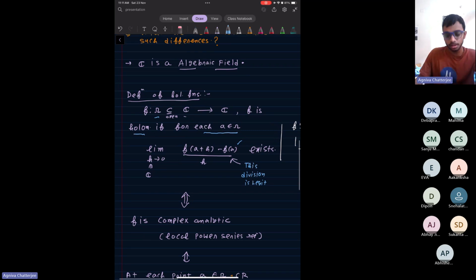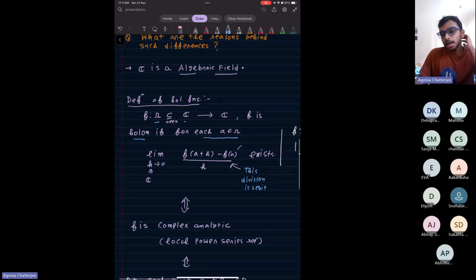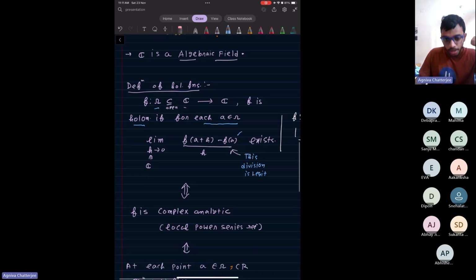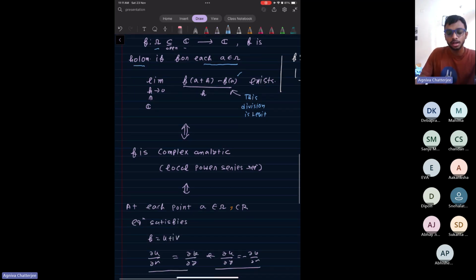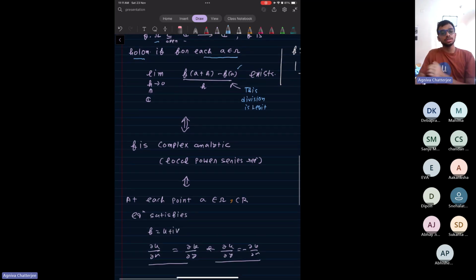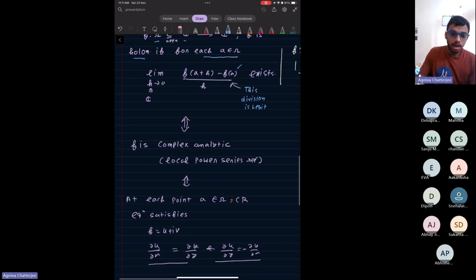I think everybody has seen that a holomorphic function is the same as a complex analytic function, which basically means that they have a local power series representation. So if the function has a local power series representation, the function is holomorphic. Another equivalent condition of holomorphicity is the Cauchy-Riemann equations, right? So at each point in omega, if the CR equations are satisfied, then that function is actually holomorphic.